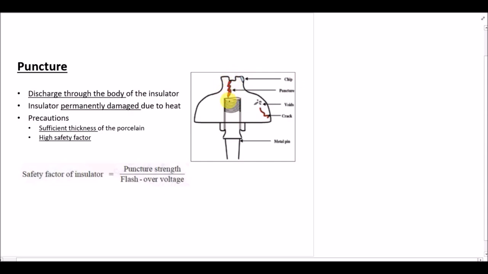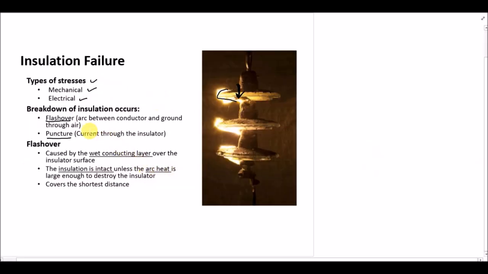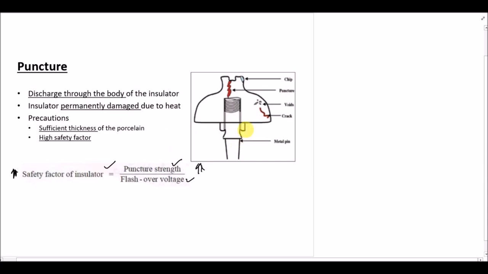So what we have to do is increase the thickness between the conductor and the grounded part of the tower. And we should also have a high safety factor, which is the ratio of puncture strength and flashover voltage. The puncture voltage should be higher than the flashover voltage, and if the ratio of puncture strength to flashover voltage is high, then we have a high safety factor. We need a high safety factor for the insulator in order to reduce permanent damage to the insulator. So these are the two different types of insulation failures. The first one is due to the flashover, and the second one is due to the puncture.